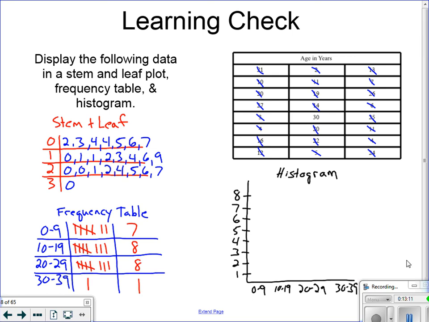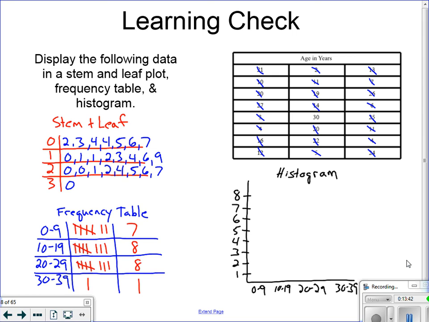Okay? Now the other thing I can use my frequency table for is to check to make sure I have everything accounted for. If I look at my original table here, I can see that I have 1, 2, 3, 4, 5, 6, 7, 8 rows, and there are 3 columns. So 8 times 3 is 24. That tells me there are 24 pieces of data. So when I add up the numbers in my frequency table, they should add up to 24.